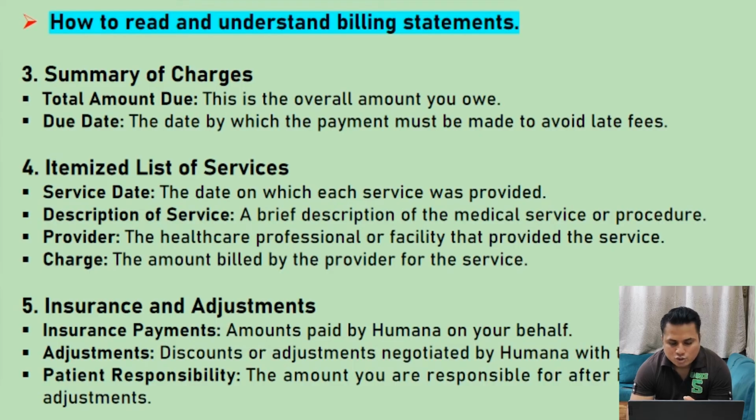Number five, insurance and adjustments. Insurance payments, amount paid by Humana on your behalf. Adjustments, discounts or adjustments negotiated by Humana with the provider. Patient's responsibility, the amount you are responsible for after insurance and adjustments.